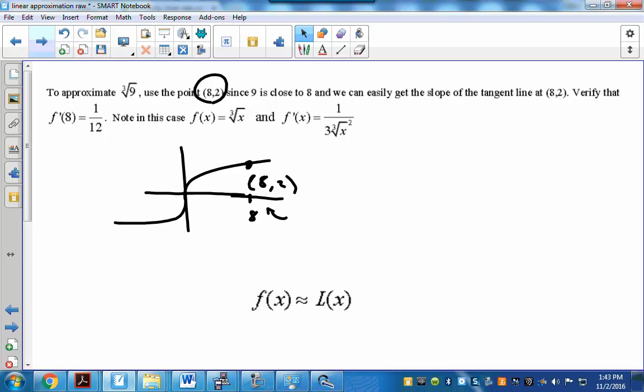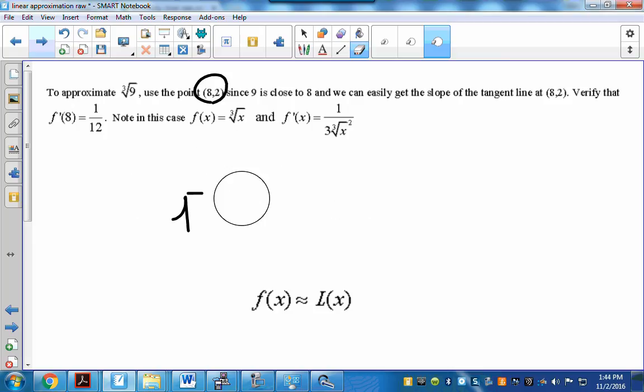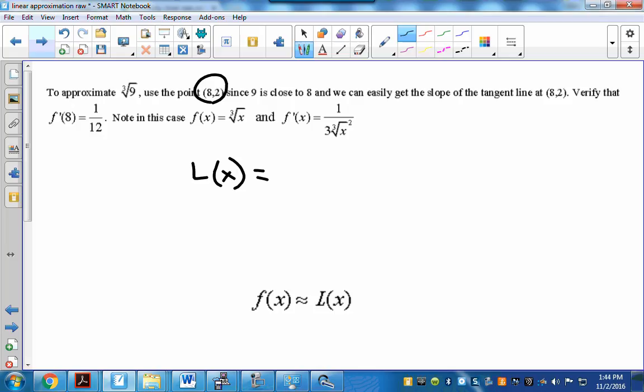So the hope is if I can come up with this tangent line, and I'm trying to figure out the point, right? I want the black dot, but I'm going to use the green dot. Once again, the function is close to the line. So here's my line. It's the y-coordinate, which is 2, plus the slope times x minus 8. And you do have to calculate the slope.